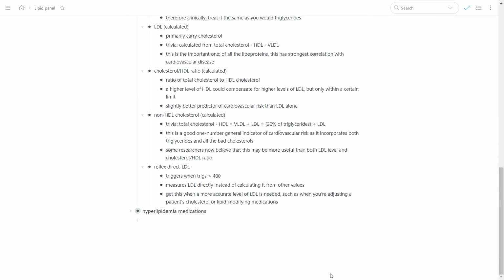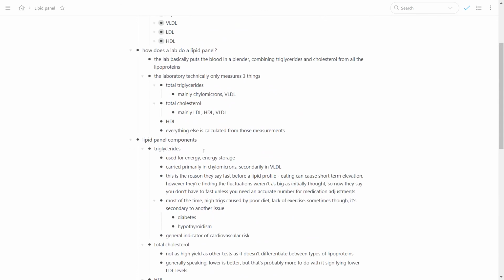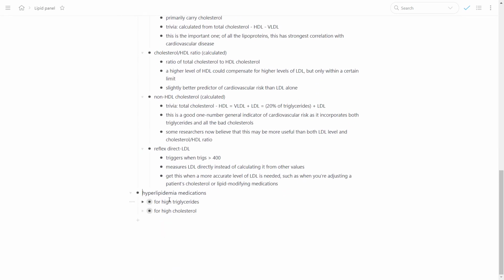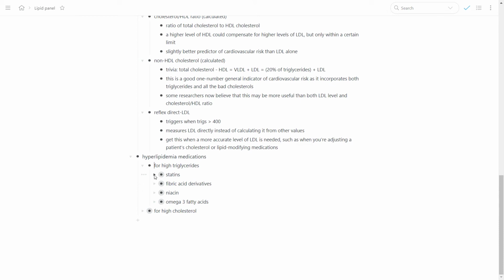So now that we have a good idea of what the lipid panel is all about, it might be a good idea to real quickly go over some hyperlipidemia medications, because these are medications you might be considering based on the results of the lipid panel. There's medications for high triglycerides and for high cholesterol, but there's a fair bit of overlap between the two, as we're going to see. So to start, let's talk about statins.